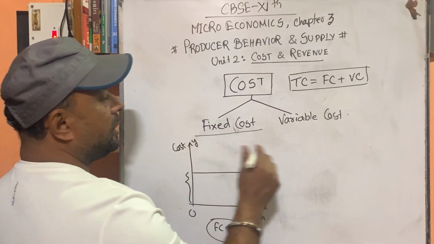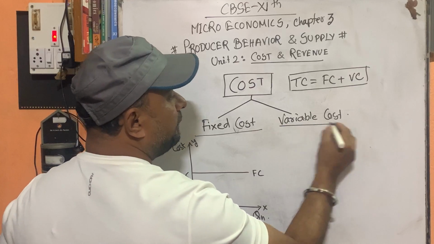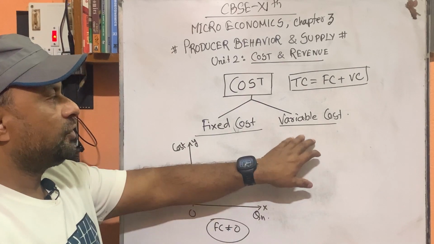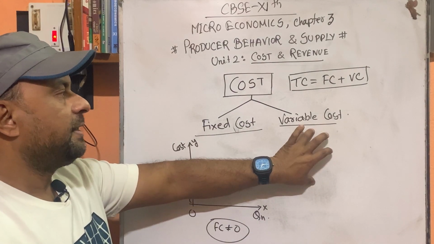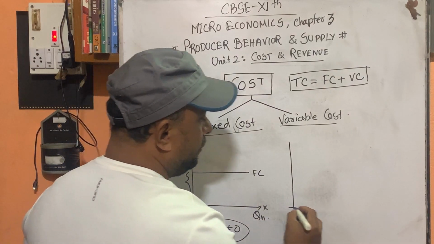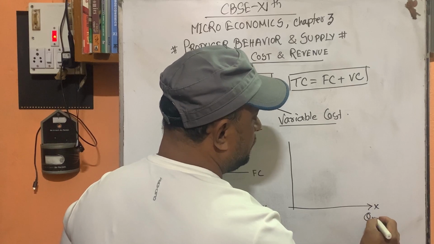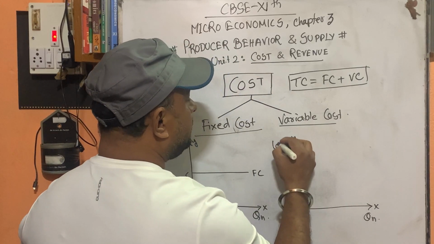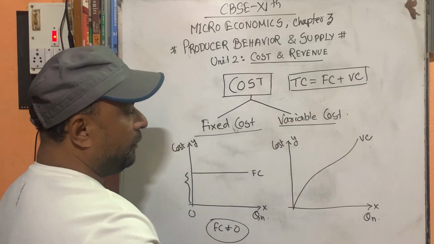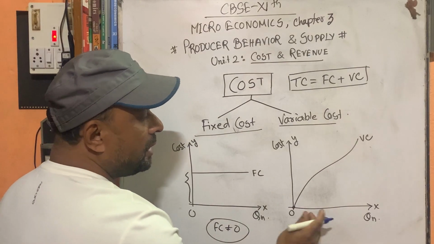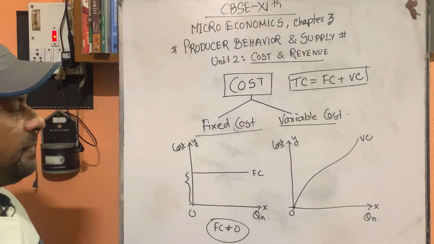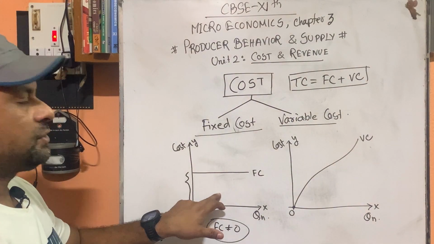Now come to the variable cost. Variable cost means the cost of variable factors of production. For example, cost of raw material, fuel, transportation, casual workers, their expenditure comes under variable cost. And it increases with the increase in production. This is quantity of production, this is cost. This is the shape of the variable cost. When there is no production, variable cost is zero, but with the rise in production, variable cost increases continuously. So variable cost may be zero, but fixed cost never becomes zero.